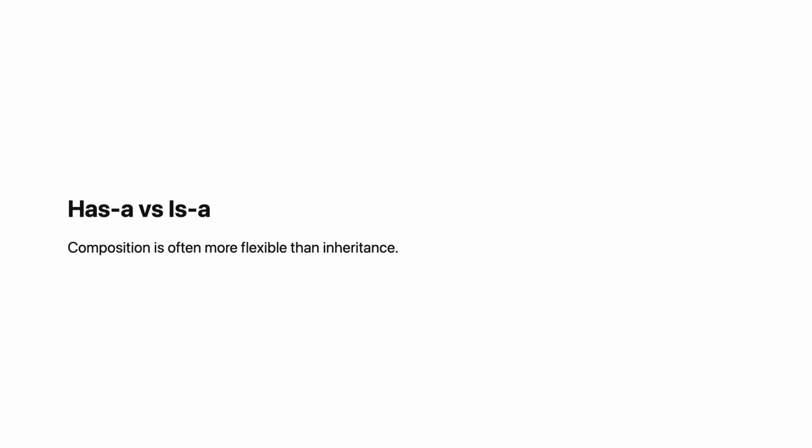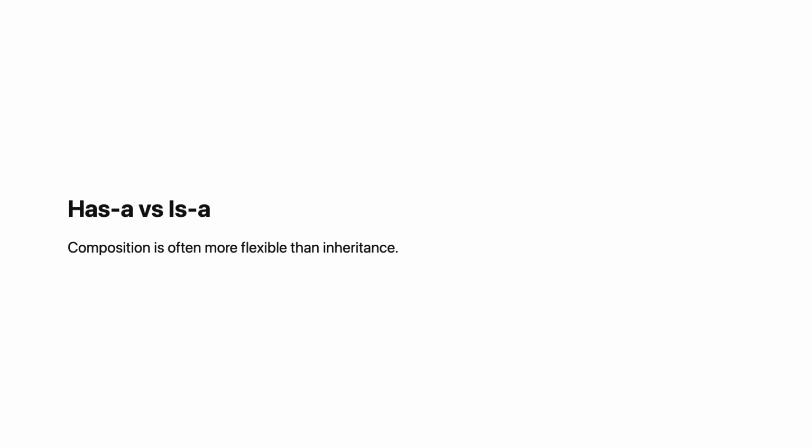There is another way to build complex types: inheritance. A student is a person with additional fields. Inheritance creates an is-a relationship. A student is a person. Composition creates a has-a relationship. An enrollment has a student. Both have their place. But composition is often more flexible.